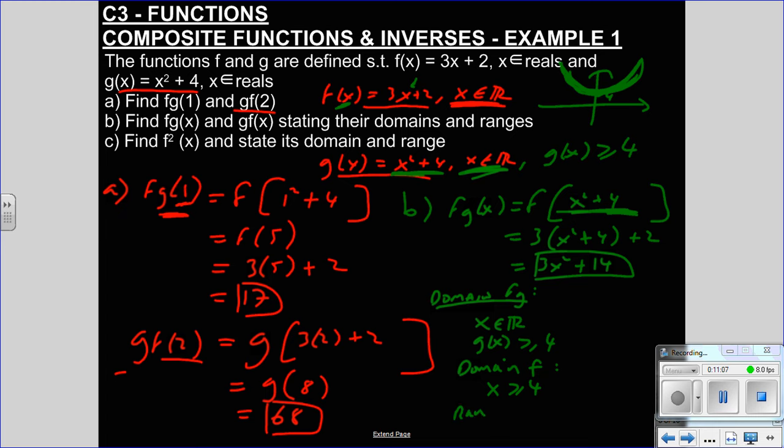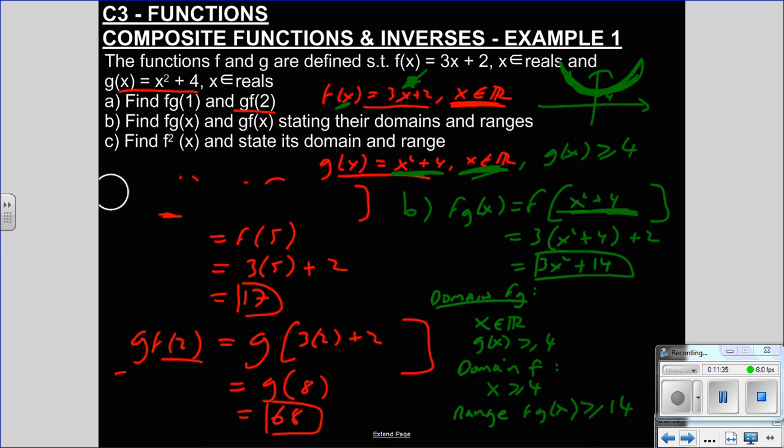So the range of fg of x, if x is greater than or equal to 4, f takes it. All f has to work with is numbers 4 and bigger. So 3 times 4 is 12, plus 2 is 14, so therefore this thing must be bigger than or equal to 14. That is a bit more advanced. I hope you understand what's going on there.